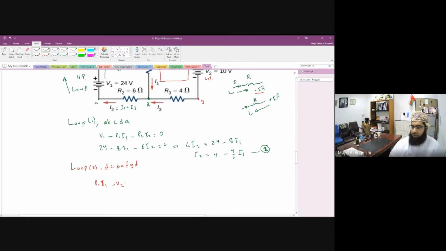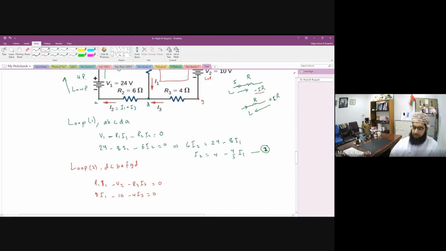Then we will move from J to D. Here we are moving with the current, so that will be minus R3 I3. Okay, now we are reaching D, because GD is the last thing. So we finish with that, and that equals 0. So what is R1? Actually, it is 8. So 8 I1 minus V2, we know it is just 10 volts, minus R3 which is 4 I3, and that equals 0.